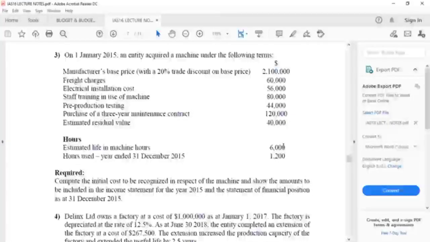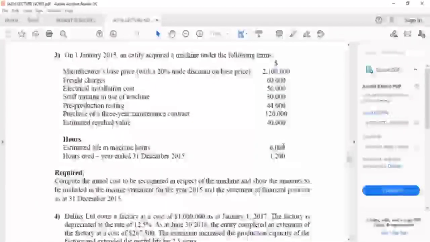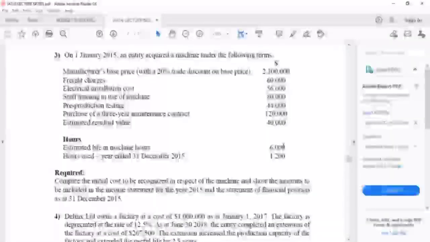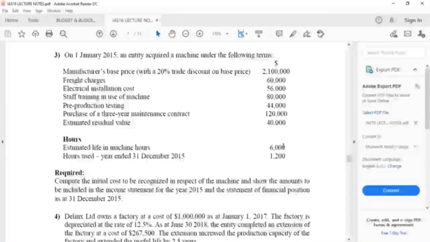All right. So I hope the PP is okay now. If you pick a question, it's okay. Let's look at this particular question 3 and any other question that we have. On January 1, 2015, an entity acquired a machine under the following terms. Manufacturer's base price with a 20% trade discount on base price. So the base price is what? 2,100,000, isn't it? Flight charges is 60,000. Electrical installation cost is 56,000. Staff training in use of machine is 80,000. Pre-production testing is 44,000.